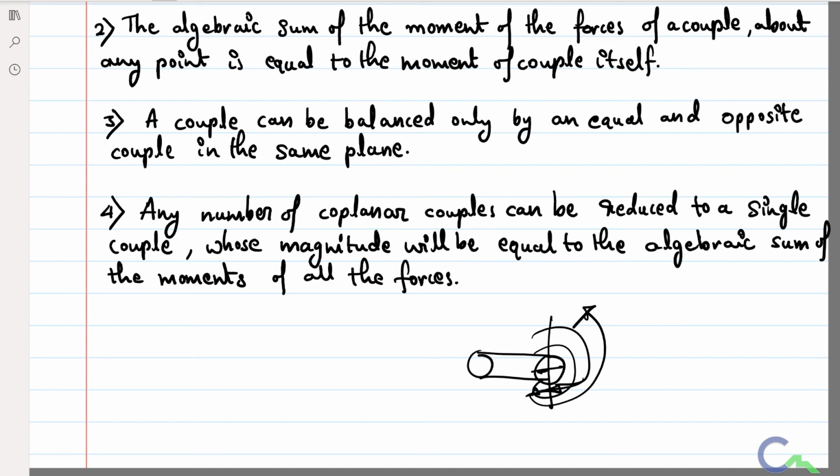The fourth characteristic: any number of coplanar couples can be reduced to a single couple whose magnitude is equal to the algebraic sum of the moments of all the forces. If 5 or 10 couples are acting and I want to reduce them into a single couple, I just have to calculate the algebraic sum of the moments of all the forces or all the couples. If I do that, I can reduce them into a single couple.